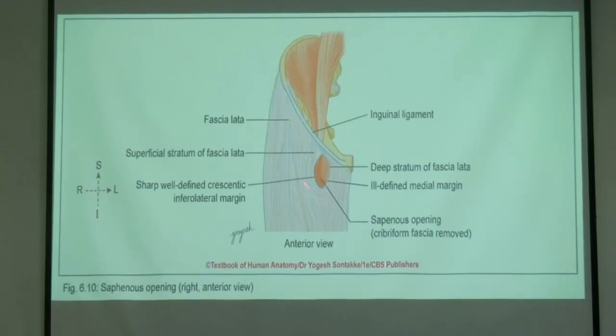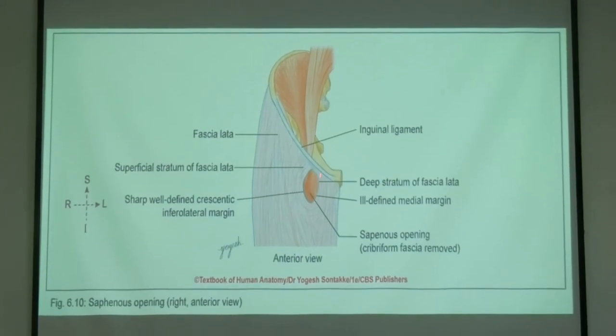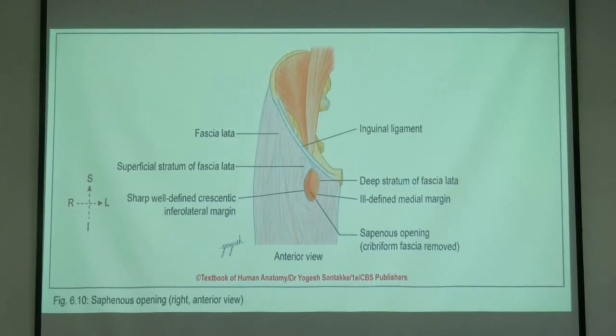See here, this is the saphenous opening in the deep fascia of the thigh, and this inferolateral margin is well defined, and this medial margin is ill defined. Okay, and the cribriform fascia has been removed to show the opening.